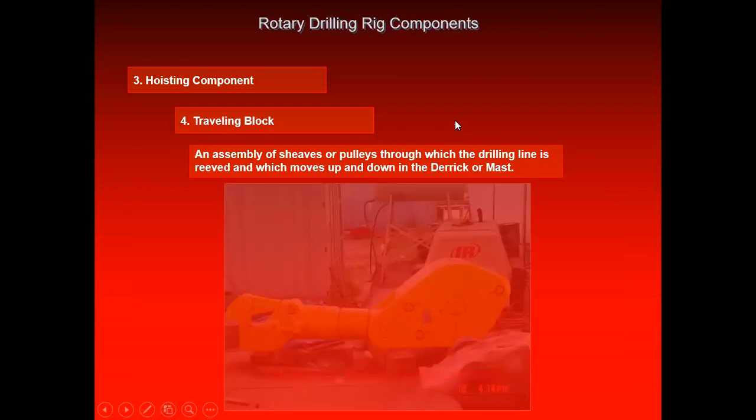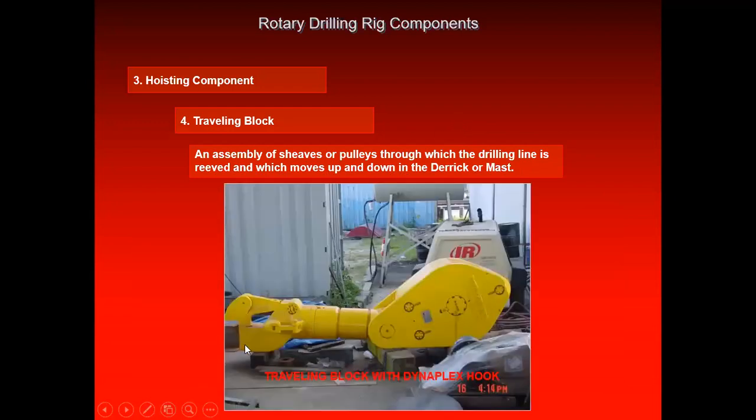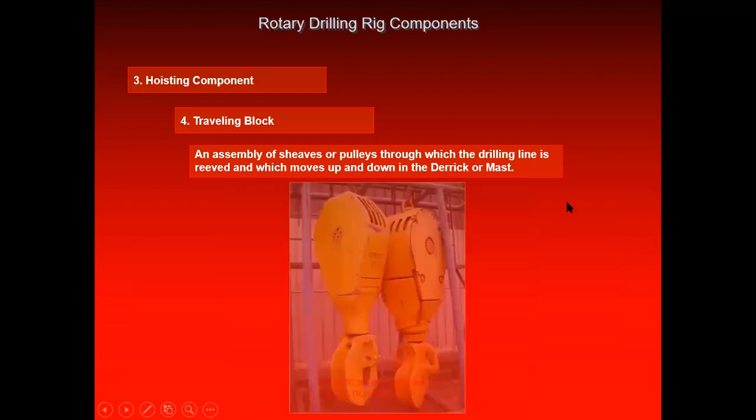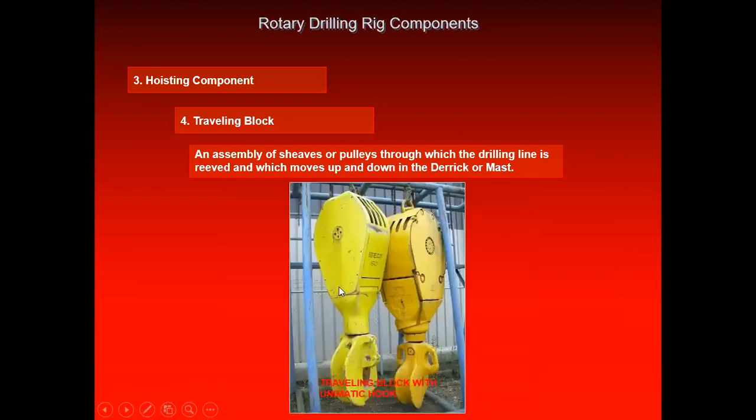This is the traveling block. Here it is, the traveling block with Dynaplex hook. It looks like this one. So it's basically a hook. The upper part is with the drilling line. So the drilling line, when it goes up, it can control it. And this hook has all the load of the drill string.